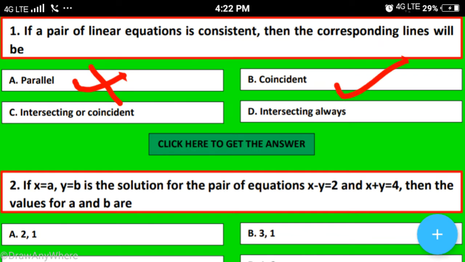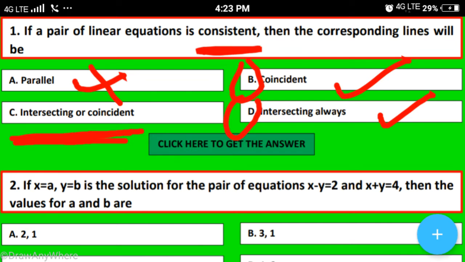And for coincident lines, the condition is a1 by a2 equals b1 by b2 and that equals c1 by c2, that is consistent. And when the lines are intersecting, the condition is a1 by a2 is not equal to b1 by b2. So this is also a consistent state. So therefore both option B and D are correct, and combinedly that is given in option C, that is when the lines are intersecting or coincident, the lines are consistent. Okay, this is the correct answer for the first question.